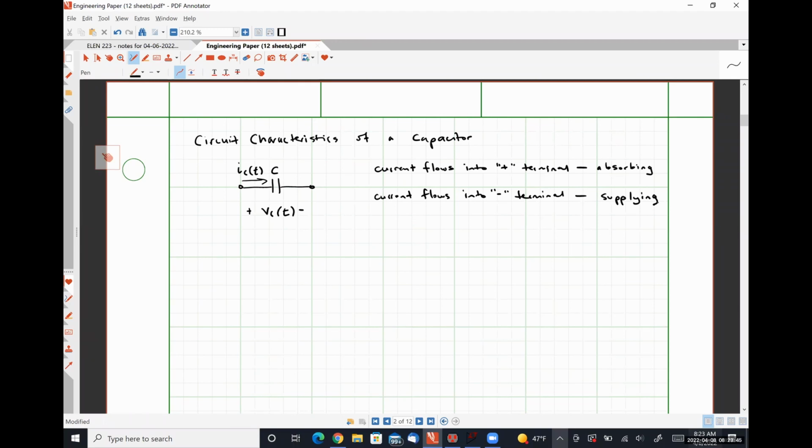Okay. The other potential symbol that you might see is this guy, where we have one vertical plate and then one curved plate. This guy represents what's called an electrolytic capacitor.